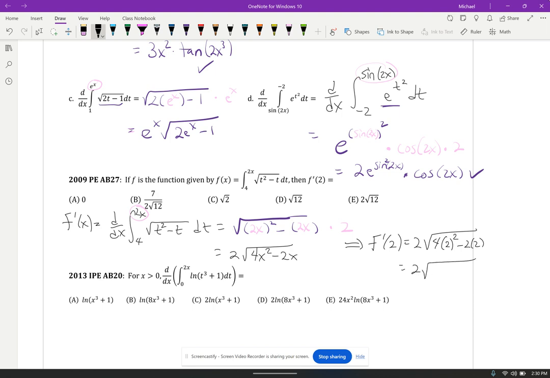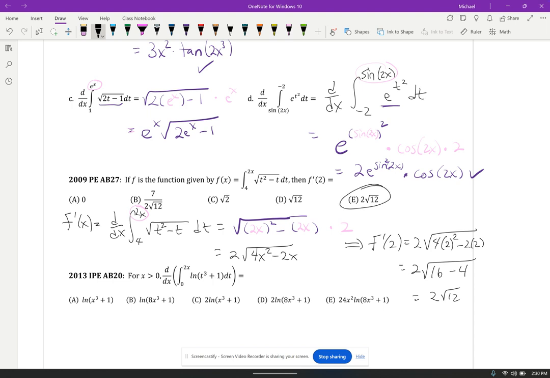Okay, so let's see. I took the formula that we got from f prime, and I'm just going to substitute 2 into that formula. This is going to be 2 times 2 is 4 times 4 is 16 minus 2 times 2 is 4. Well, that's going to be 2 square root of 12. And my answer is E.